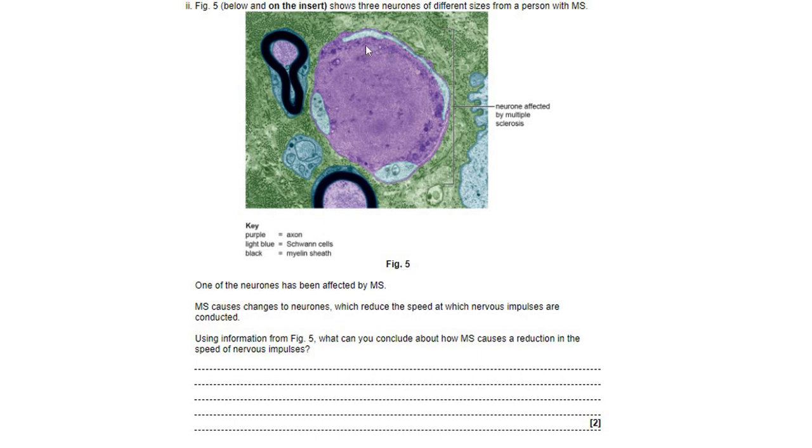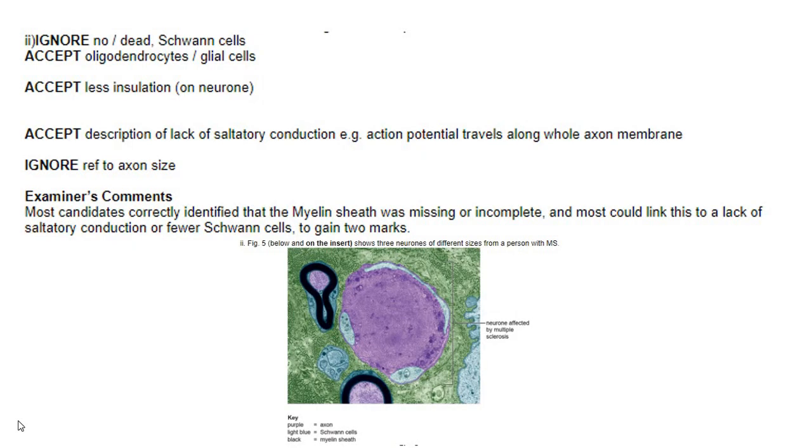So using the information from figure 5, which is this one, what can you conclude about how multiple sclerosis causes a reduction in the speed of a nerve impulse? Okay, so how does it slow it down? Well, one of the ways it slows it down is there's no or there's dead Schwann cells. So therefore you've got less electrical insulation on the neuron. So therefore you have a lack of saltatory conduction. You've got the inability to have the local current. So you're able to describe the saltatory conduction here as part of your answers. Okay?